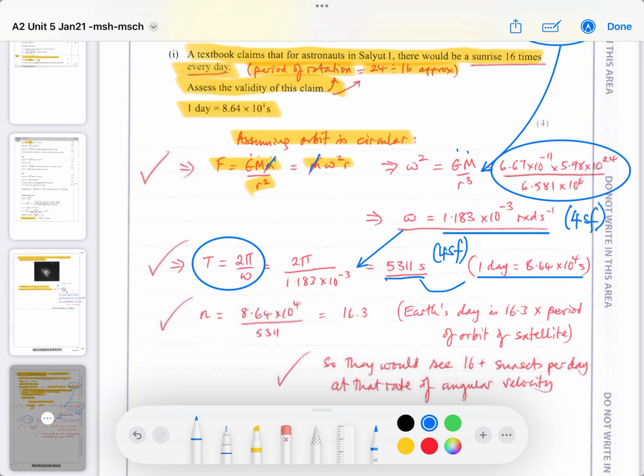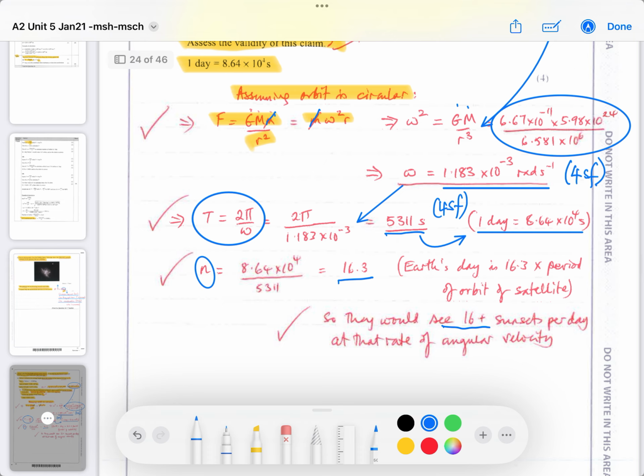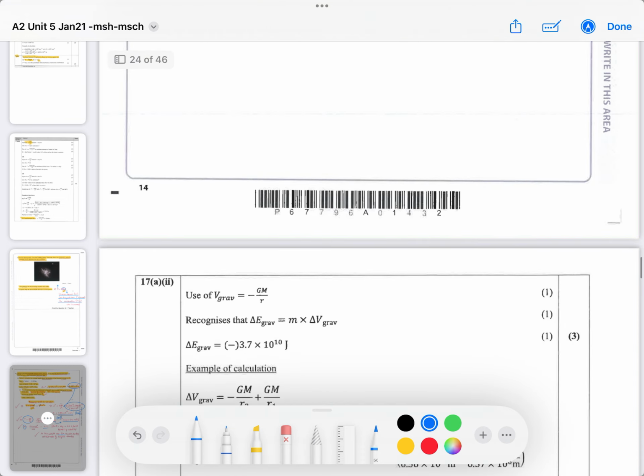So is this, compared to this, 16 times smaller? If you divide the big one by the small one, you'll see how many orbits you can do in a day, and it gives you an answer of 16.3. So we've just proven they would see just over 16 sunsets a day. So they're correct, and the ticks show where you get the marks. So there we have it.